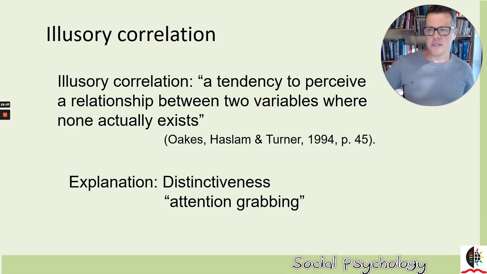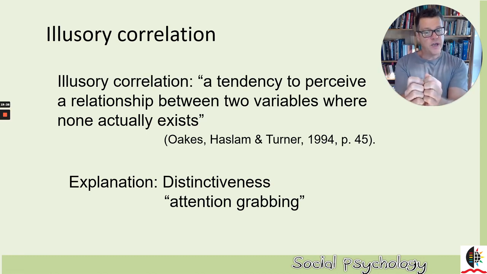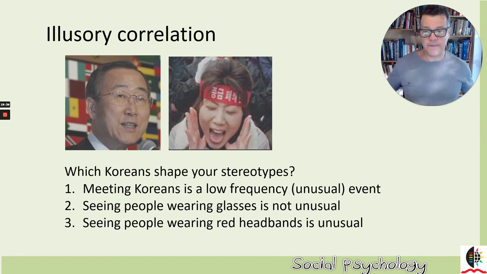Our final system we're going to look at here is called the illusory correlation. It's the tendency to perceive a relationship between variables where none exists. The reason this correlation emerges is because when we've got two events that are low frequency, but we see them happening together, they become attention grabbing. And then we think that those two things go together. So that's the explanation of why it happens. And here is an example.